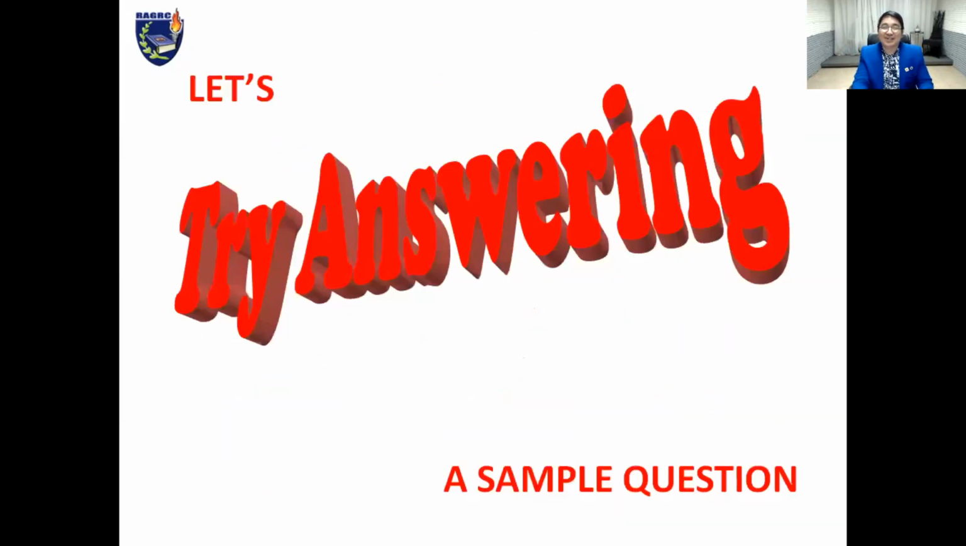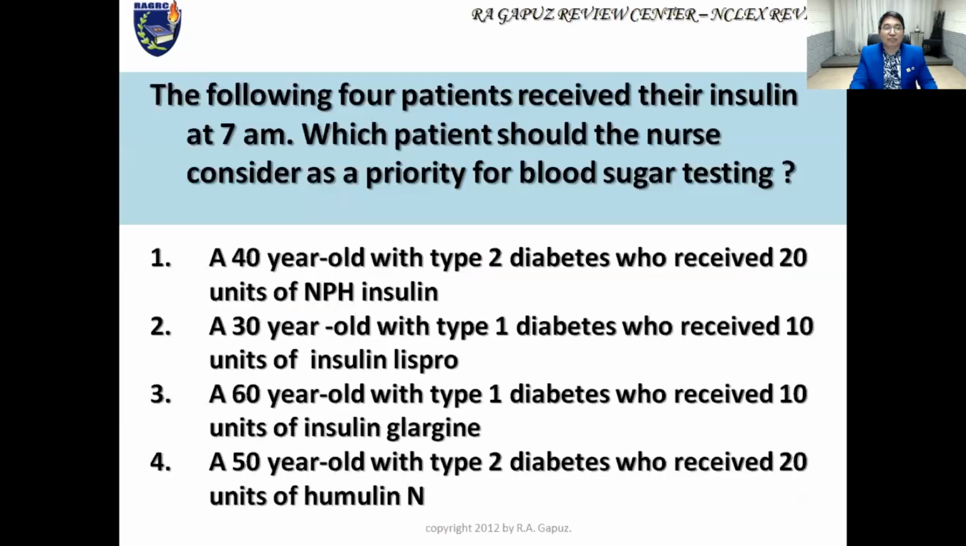Okay, so let's try answering a sample question. Let's see whether that simple knowledge we just learned would be enough for us to answer questions that pop out of our computer screen. Here's an example: the following 4 patients received their insulin at 7 a.m. Which patient should the nurse consider as a priority for blood sugar testing? The key word in the stem of the question is the word priority. So which client would you need to check the blood sugar of first?